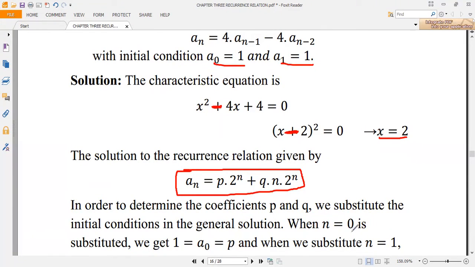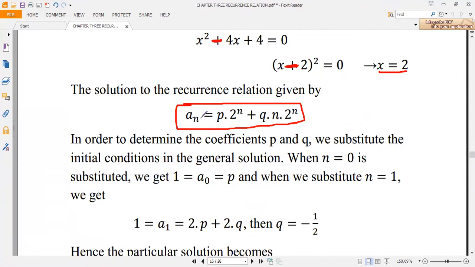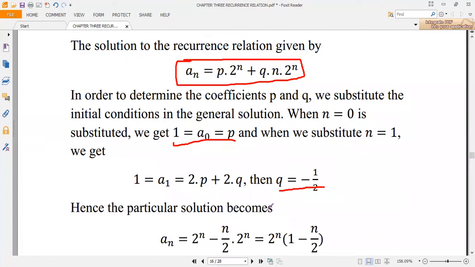So substituting n is equal to 0, you'll get a0, which is clearly 1. So 1 is equal to p times 2 to the power of 0 plus q times 0, and this term becomes 0. So 1 is equal to p, so the p value is 1. And when we substitute n is equal to 1, we get a1, which is 1. So 1 is equal to 2 times p plus 2 times q, but we obtained that p is 1. Rearranging, you'll get the q value, which is minus 1 over 2.